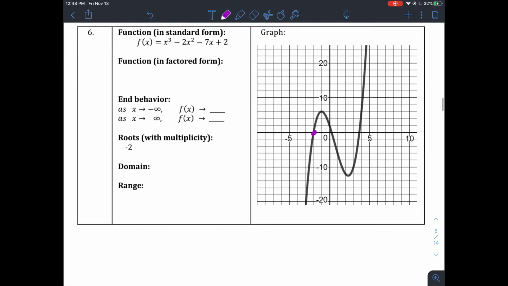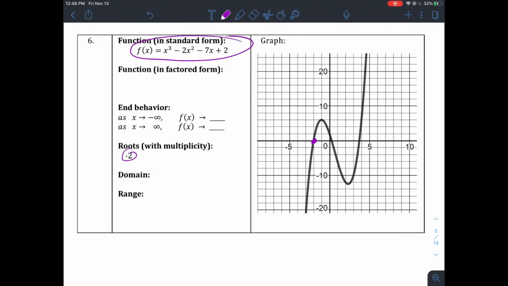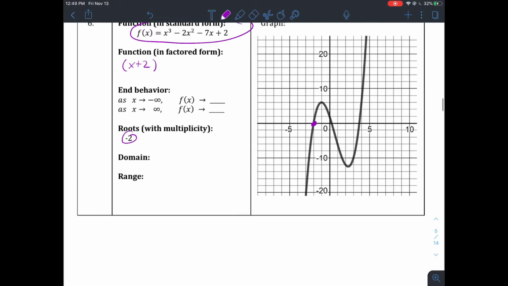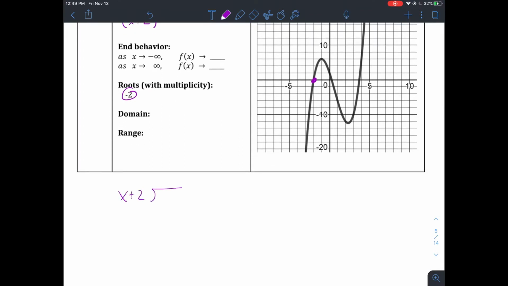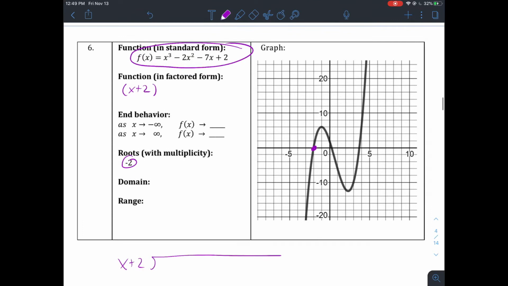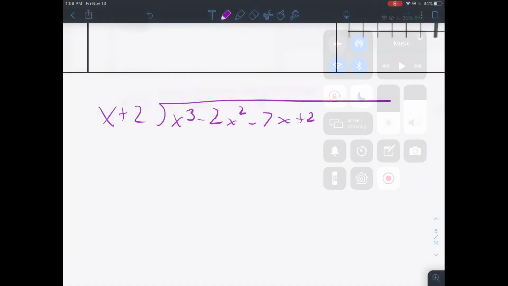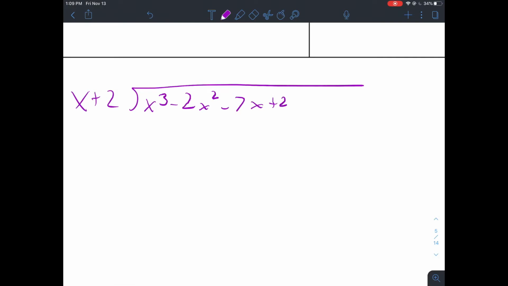So in order to find this, they gave us a root and they gave us a standard form. We're going to go ahead and do division. So if the root is -2, we know that a factor is going to have to be x plus 2. So we're going to do the division: x plus 2 divided into x cubed minus 2x squared minus 7x plus 2. We're going to have to do long division here. So x cubed divided by x gives us x squared. We multiply, and we get x cubed plus 2x squared.